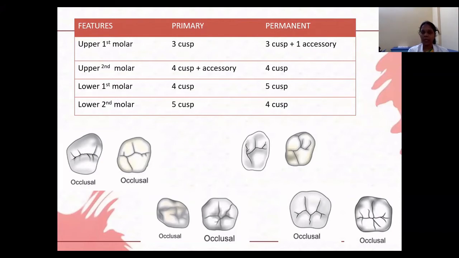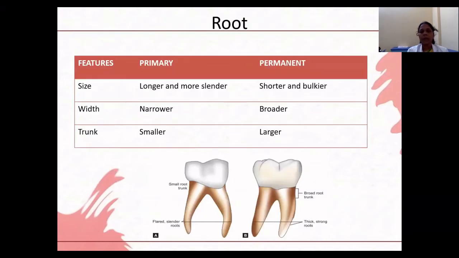That is, we can see the mesial cusp, mesiobuccal cusp, distobuccal cusp, and the central cusp, and lingually you can see the distolingual and mesiolingual cusp. These are the cusps present in the lower second primary molar as well as in the permanent first molar.